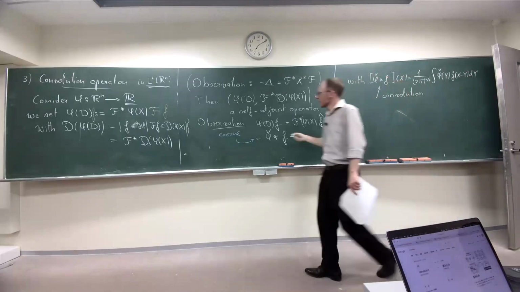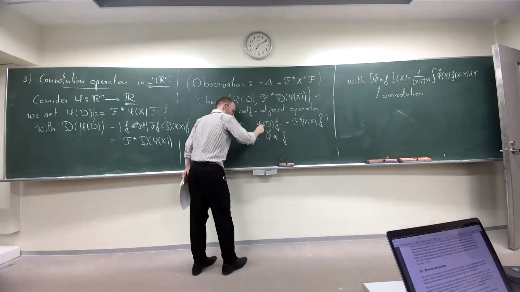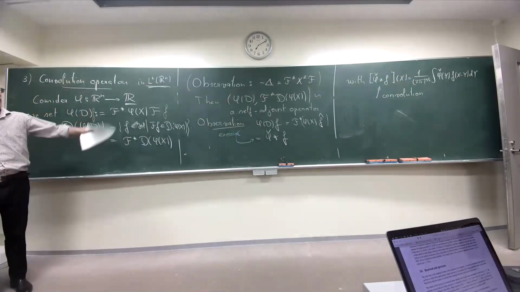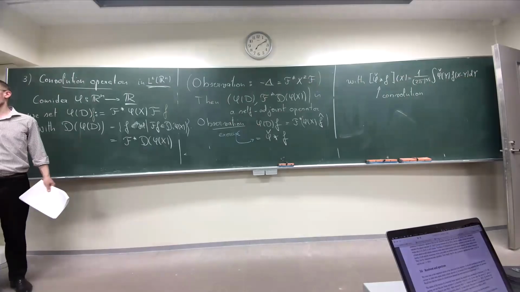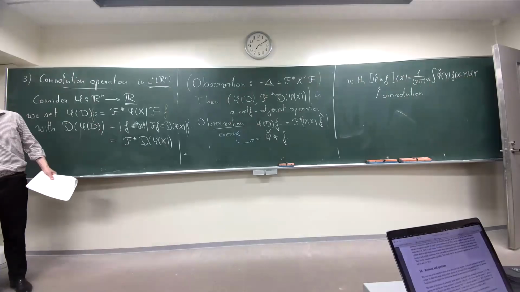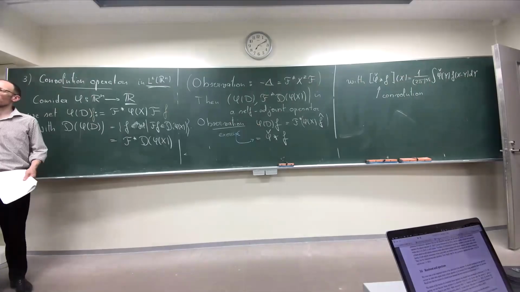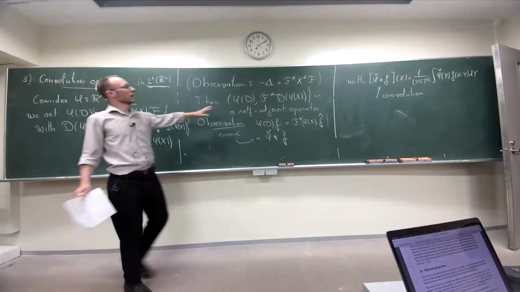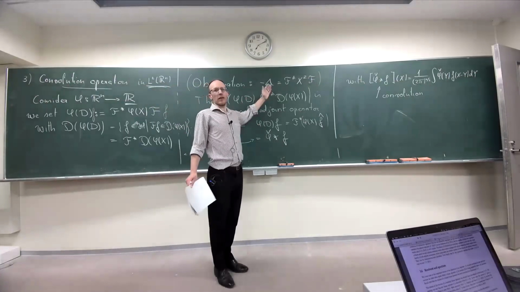As you can see, this operator I have just defined with a Fourier transform acts as a convolution on f. This is why we call it a convolution operator. So it means the Laplacian is a convolution operator. It's a very special convolution.